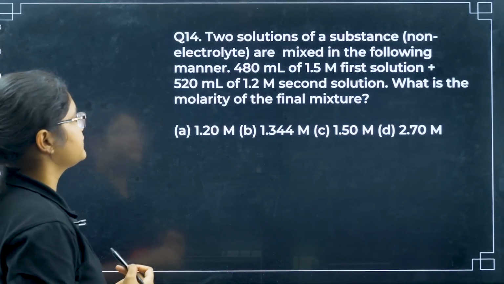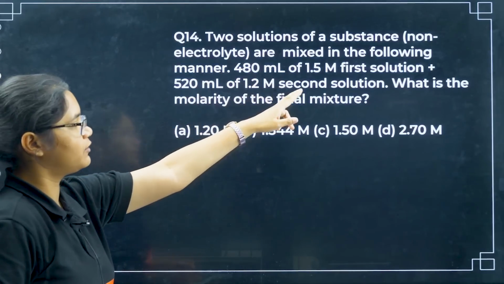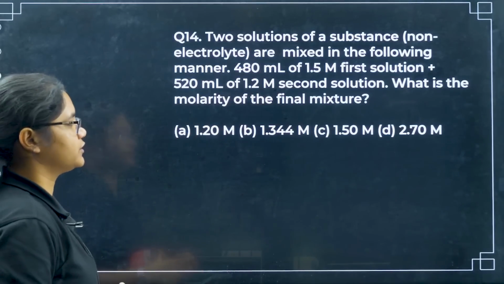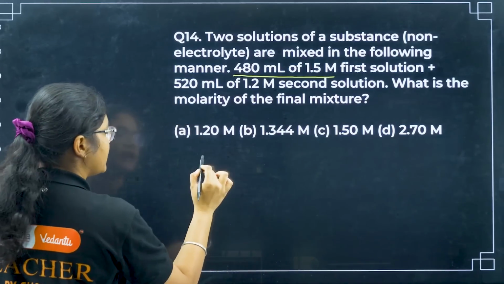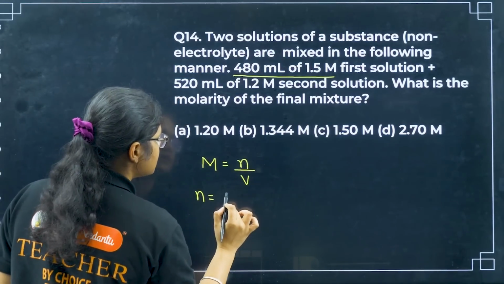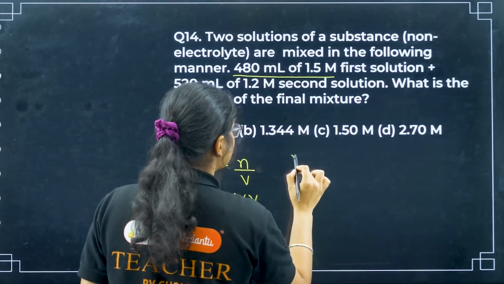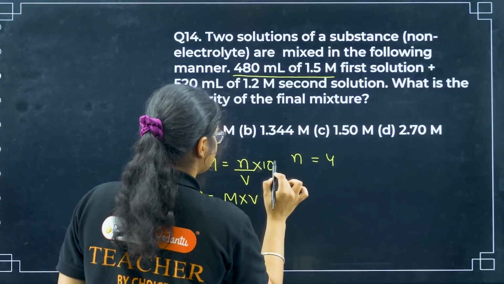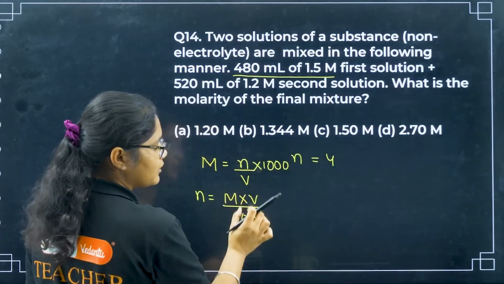Next, two solutions of a non-electrolyte substance are mixed in the manner: 480 ml of 1.5 molar first solution and 520 ml of 1.2 molar second solution. What is the final molarity of the mixture? Whenever you are given these types of questions, you should know that molarity is equal to number of moles by volume. So what is number of moles? Molarity into volume, right? So from the first solution, what is the number of moles? 480, okay, into 1000 is also there, right? So I can say M into V by 1000, right? This is the number of moles formula.